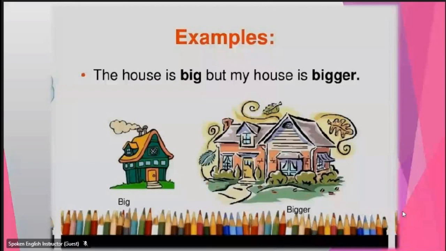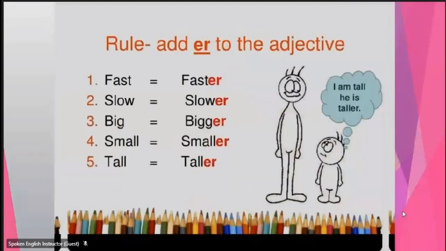Big became bigger, small became smaller, tall became taller. As you can see on the right side, there is a kind of alien or whatever you see. It says, I am tall, he is taller. See how positive he is? He is not saying that I am short and he is tall. He is a very positive kind of person. He's saying, I am also tall, but he is taller. So he is doing comparison with himself.